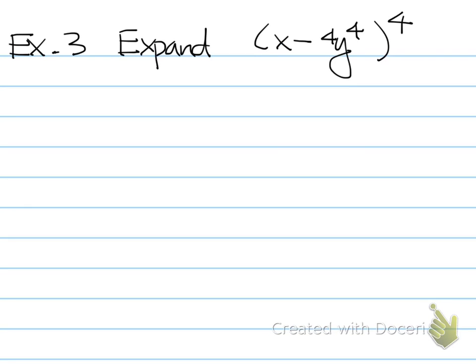And another, same steps. Start with the power of the binomial, which is 4. So the first term is going to be the first term in the binomial to the power of the binomial, so x to the 4th power. The coefficient for the second term is going to be the power for the binomial, so 4. And then we reduce the power of x by 1. The first term of the binomial, we reduce that power by 1, so x cubed. And then the second term in the binomial is negative 4y to the fourth. So we want to lastly multiply 4x cubed by that.